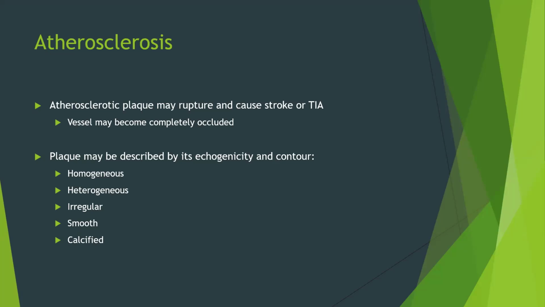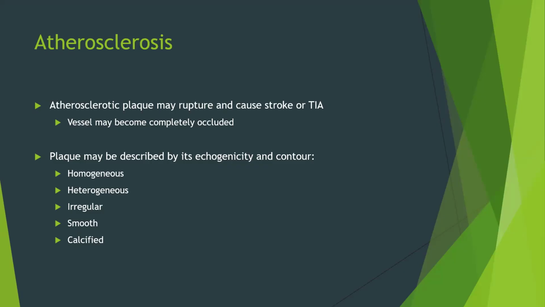Plaque can be described just like Neil was talking about yesterday: homogeneous, heterogeneous, irregular, smooth, calcified. Okay, so those are just the main ways to break down what the plaque looks like in your exam. Again, it's important for the reading physician to know, well, what do you think it is? Is it new? Is it old? Is it hard to describe?